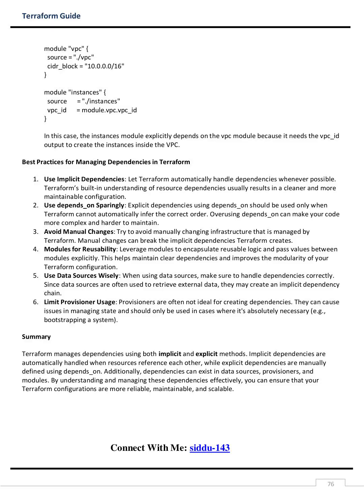3. Avoid manual changes. Try to avoid manually changing infrastructure that is managed by Terraform. Manual changes can break the implicit dependencies Terraform creates. 4. Modules for reusability. Leverage modules to encapsulate reusable logic and pass values between modules explicitly. This helps maintain clear dependencies and improves the modularity of your Terraform configuration. 5. Use data sources wisely. When using data sources, make sure to handle dependencies correctly. Since data sources are often used to retrieve external data, they may create an implicit dependency chain.